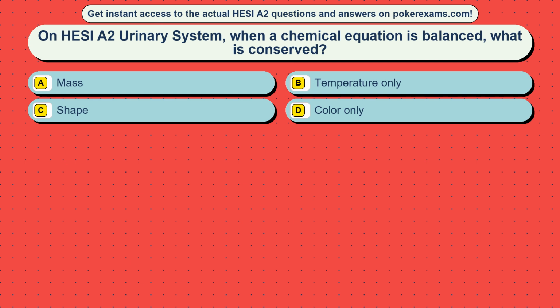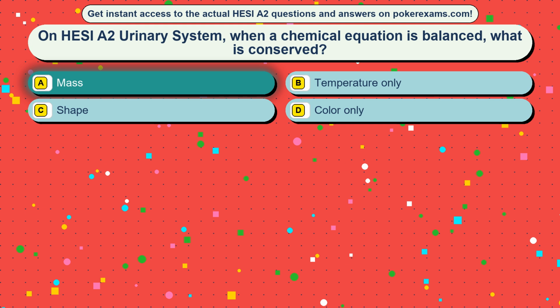Question 14. On HESI A2 urinary system, when a chemical equation is balanced, what is conserved? Option A, mass. Option B, temperature only. Option C, shape. Option D, color only. The correct answer is option A, mass.